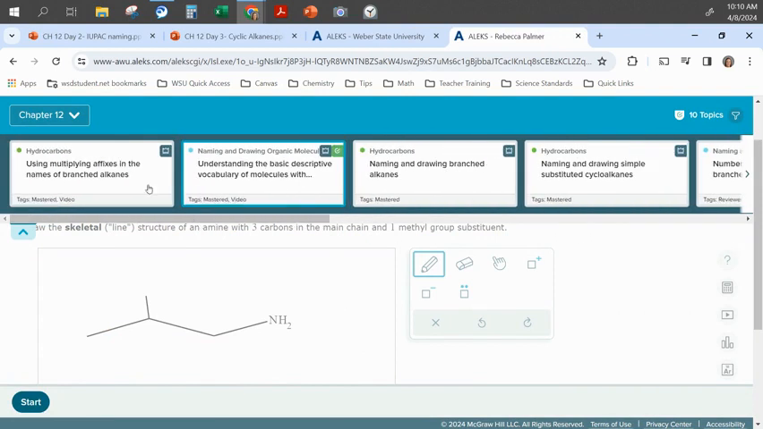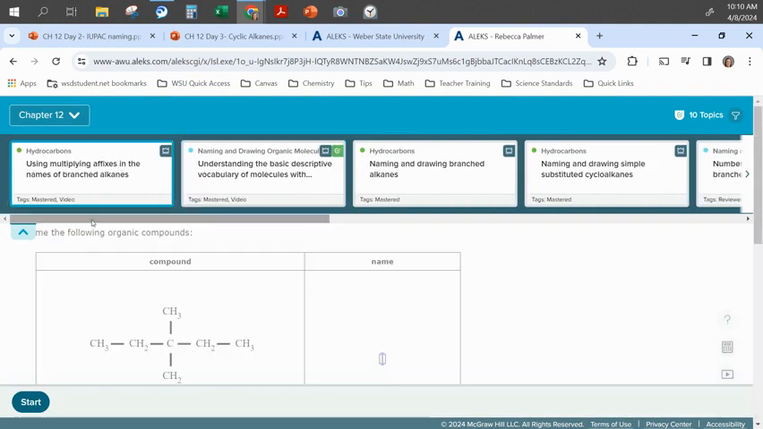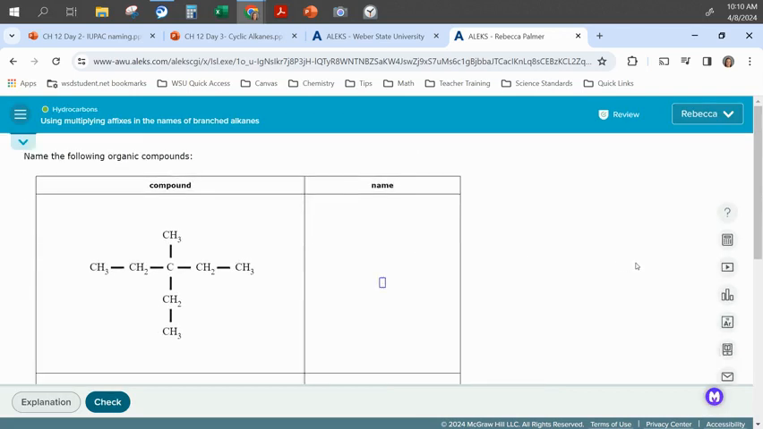Using multiple affixes. So we haven't done this one. We just have to know the names of these ones. This reminds me of playing a board game. You have to play the game a lot so that you know all the rules, and you're ready for any situation that comes up. Okay? All right, so we're going to do what we did last time. We're going to number this based on the longest carbon chain.